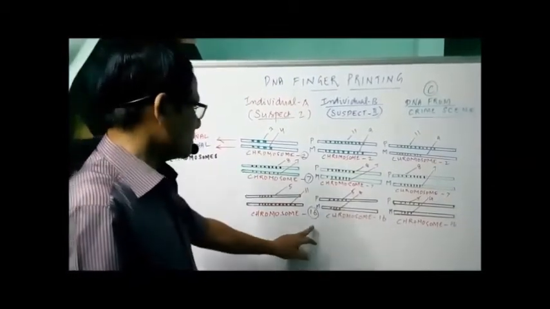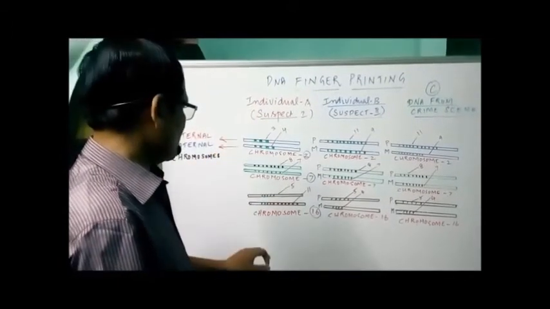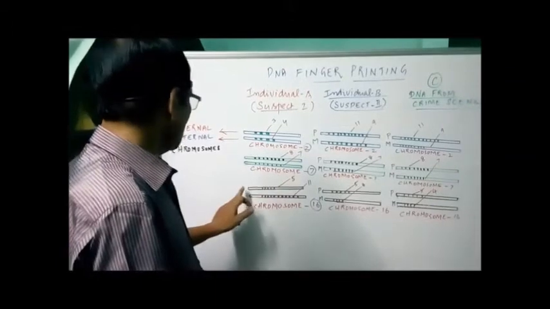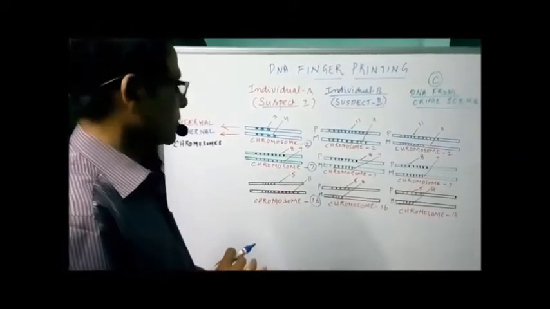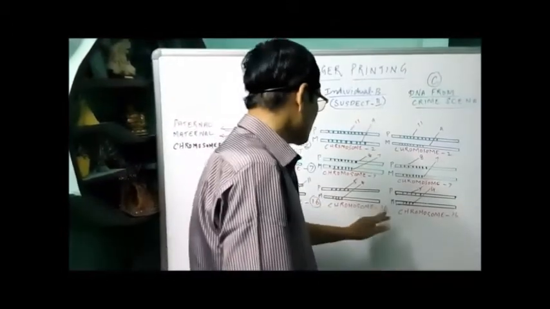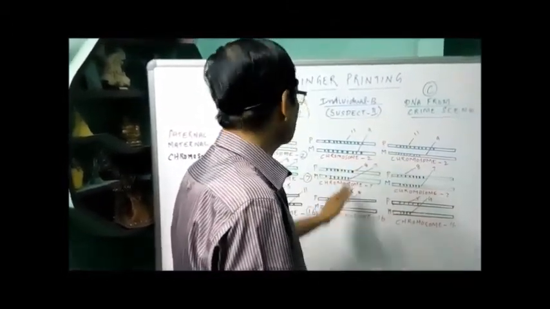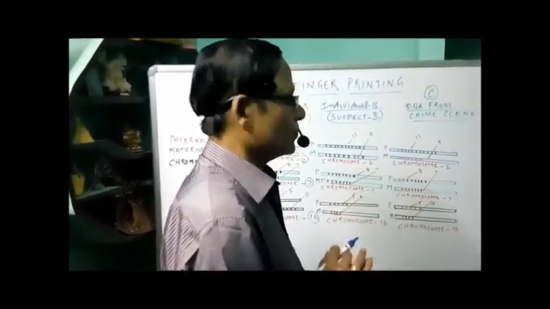Now we are taking chromosome number 16. In the case of suspect 1, they have 5 tandem repeats in the paternal chromosome and 11 in the maternal chromosome. If we take chromosome 16 in the case of the crime scene and suspect 2, in both cases we have 5 and 4.